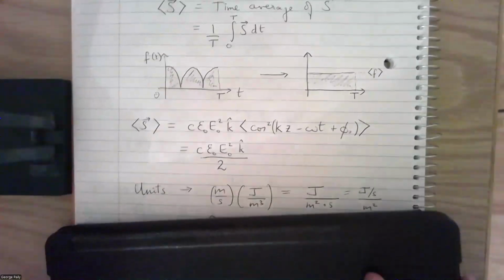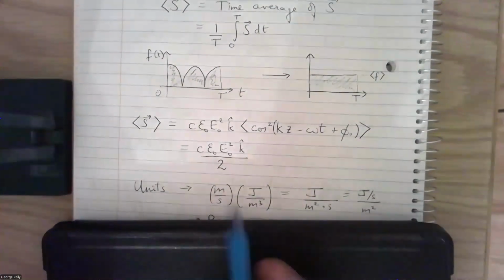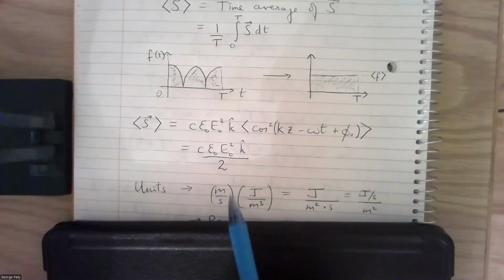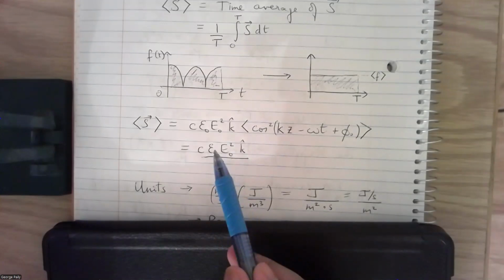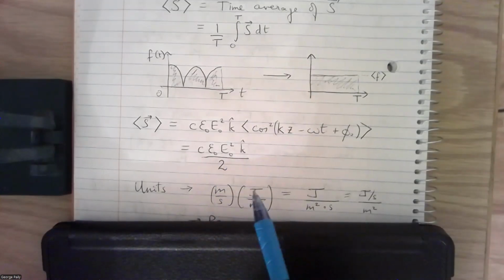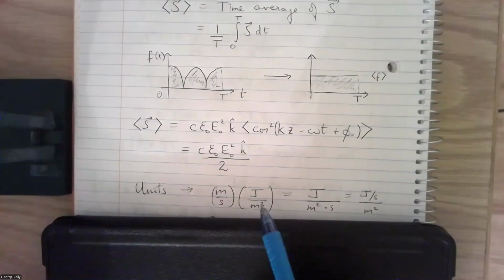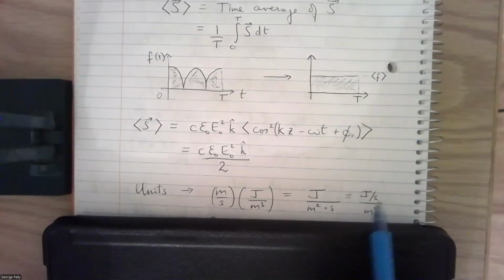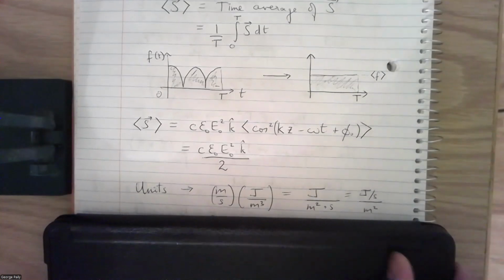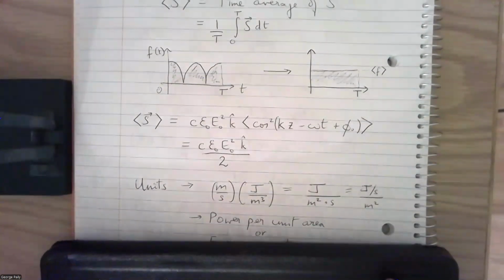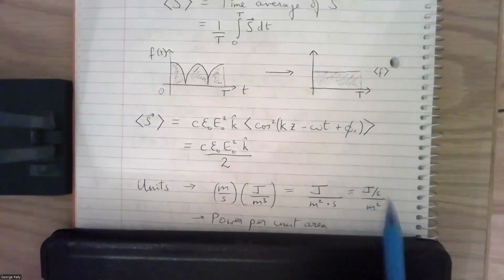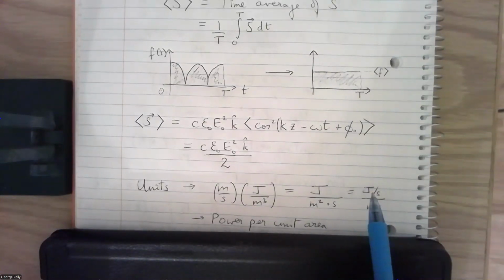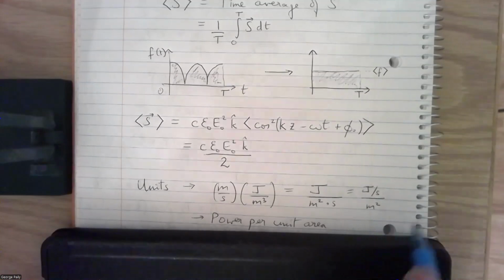Looking at the units, we see that, okay, well, c is a speed, so that's in meters per second. And then epsilon naught E naught squared, we know, is an energy density, so that's joules per meter cubed. And so the units are joules per meter squared seconds, or joules per second divided by meter squared. And so this gives us an interpretation of what's going on. Joules per second, we know, are watts. So these are watts per meter squared.